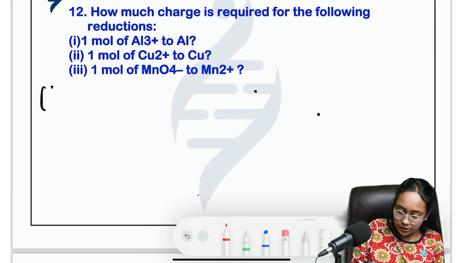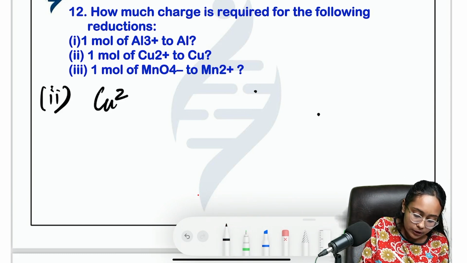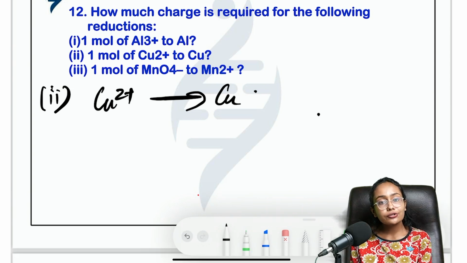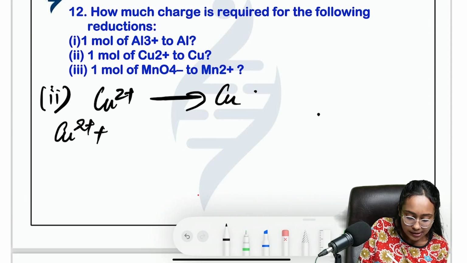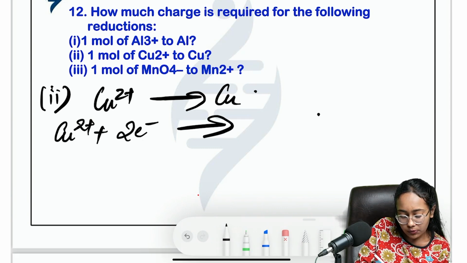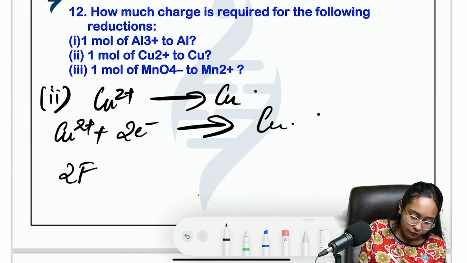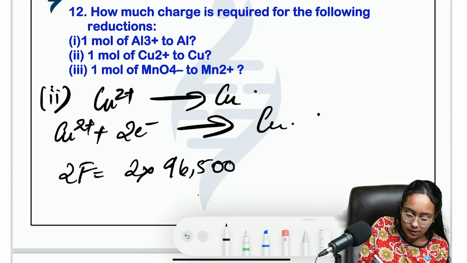The second sub question is actually the conversion of Cu2+ to Cu. Cu2+ gets reduced to Cu. For that I require 2 electrons. Cu2+, when accepting 2 electrons, gets reduced to Cu, right? So the total charge is 2F, 2 into 96500 coulombs.